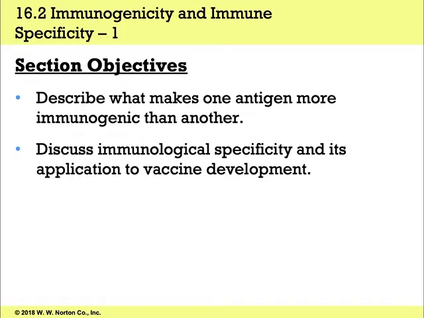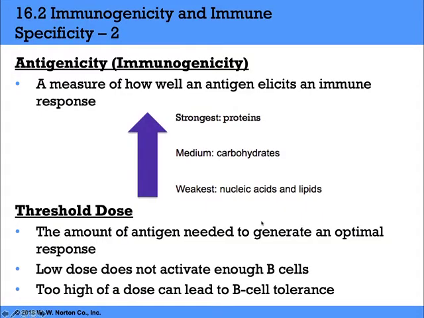Okay, we'll talk about antigenicity, and we'll talk about specificity and its application to vaccines. So antigenicity is just a measure of how well an antigen causes the production of antibody, right? Some examples of different antigenicities include this scale ranking nucleic acids versus carbs versus proteins. But again, size considerations come into effect here as well.